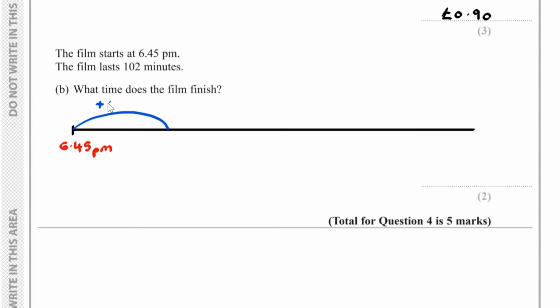If I add on 60 minutes, then we end up with 7:45 p.m. and we want to get to 102 minutes, so now if we're at 7:45 p.m., well, what I could do is add on 15. Then what we end up with is 8 p.m.